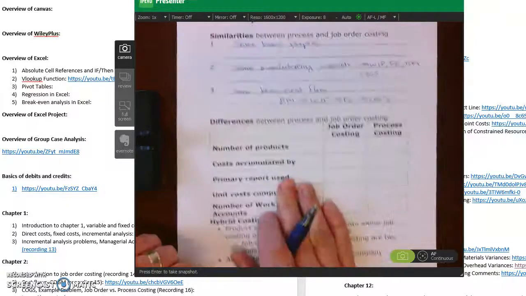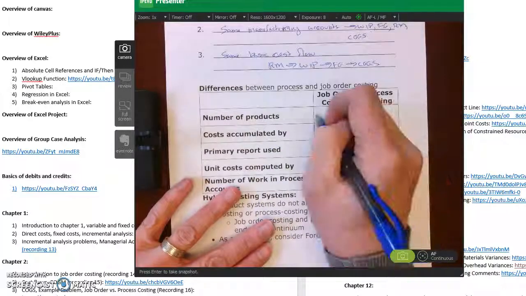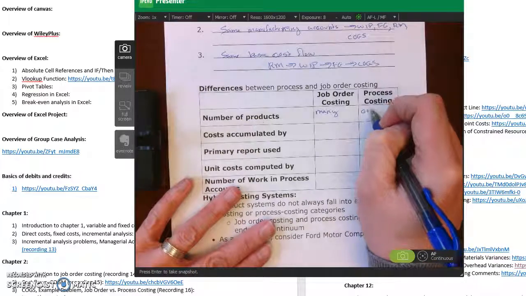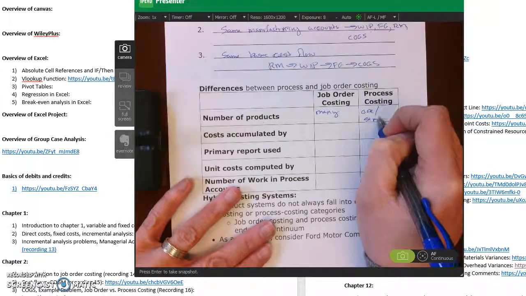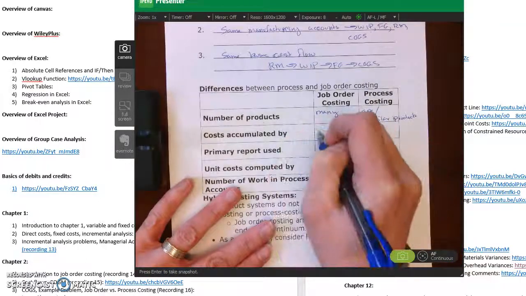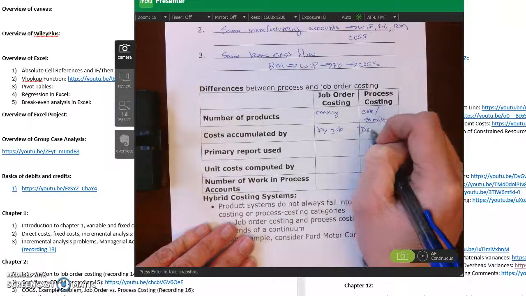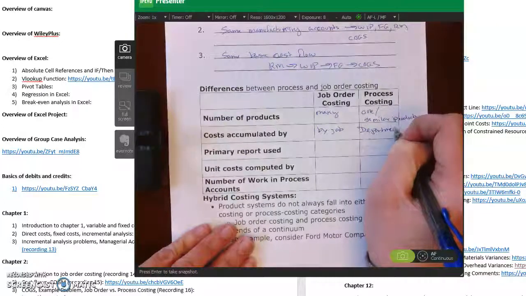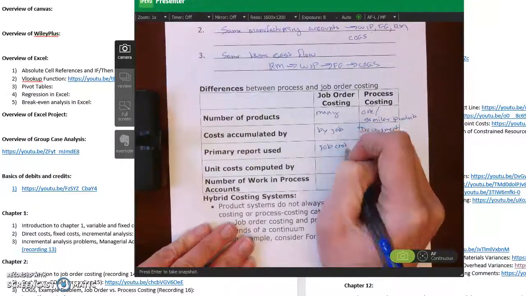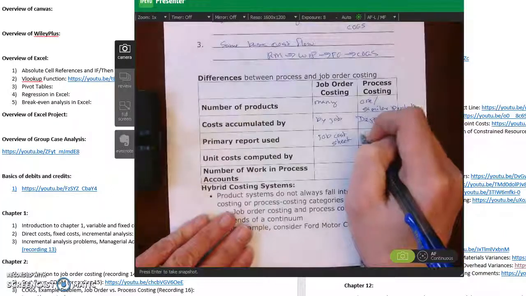When we talk about some differences between process and job order costing, with the number of products, we can say job order has many different types of products, while process has one or similar products. Costs are accumulated by job over here, and by department over here. The primary report used to keep track of costs is the job cost sheet, which we talked about in Chapter 2. Process costing uses the production report.